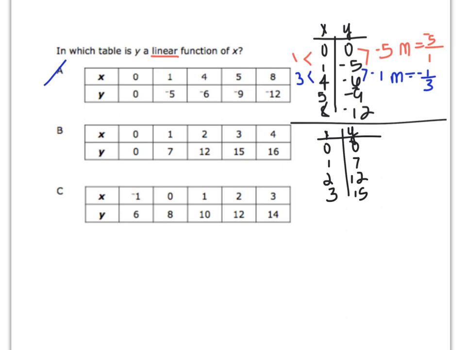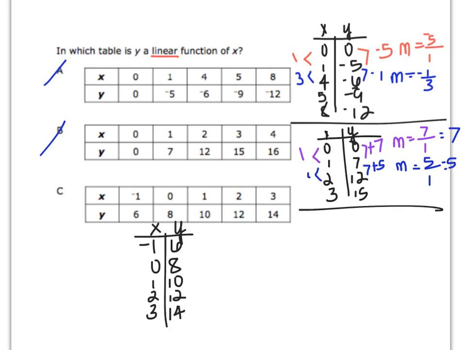Okay, testing out B. From 0 to 7 is an increase of 7. So my change in y is 7 over my change in x. 0 to 1 is 1. 7 over 1 is 7. Next point, from 7 to 12 is an increase of 5. 1 to 2 is an increase of 1. 5 over 1 is 5. 7 over 1 is 7. Not the same slope. Can't be correct. Not a linear equation.